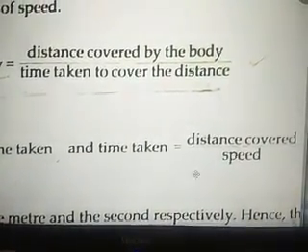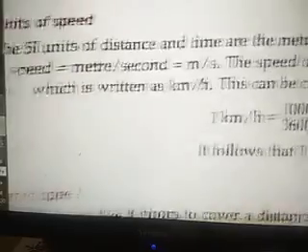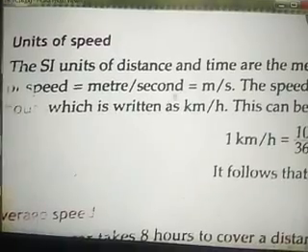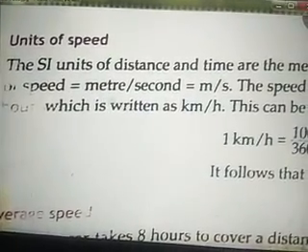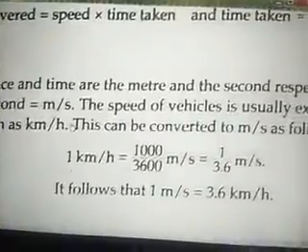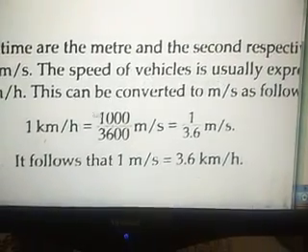Now what is the unit of speed? The speed in SI unit is measured in meter per second. You can also learn that the speed of a vehicle is usually expressed in terms of kilometer per hour.